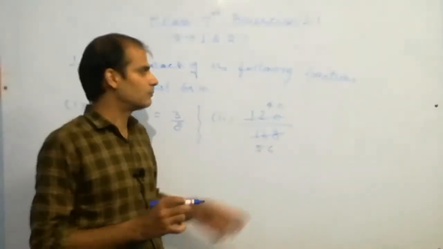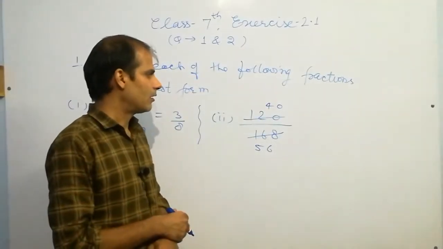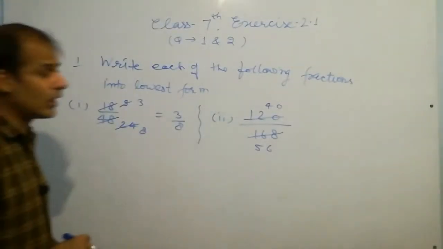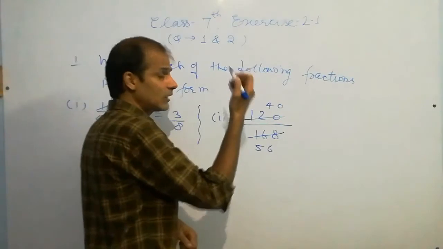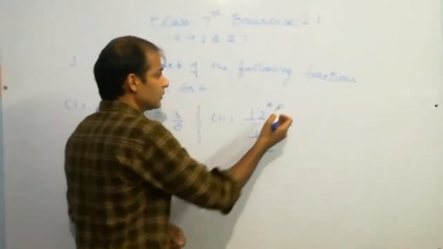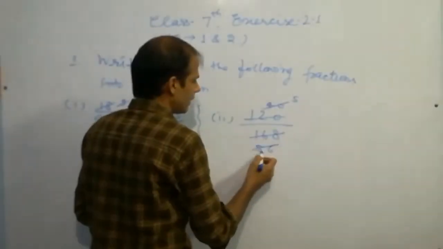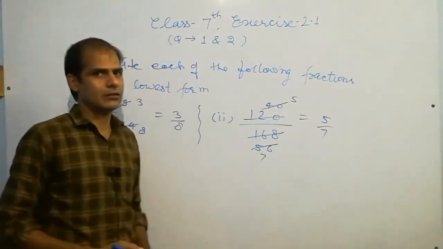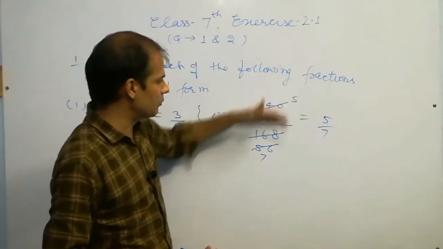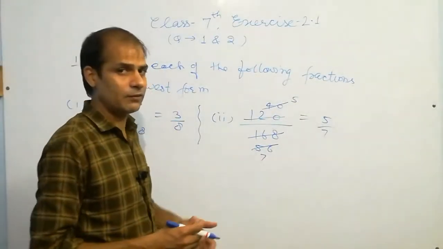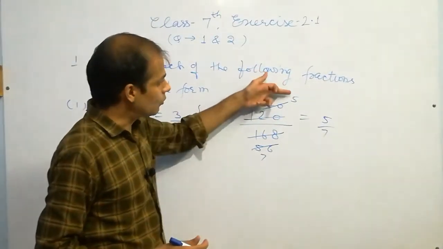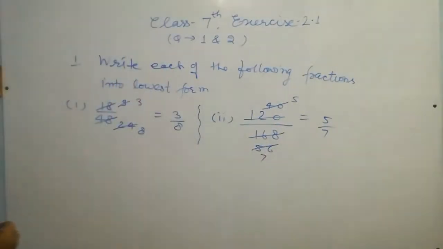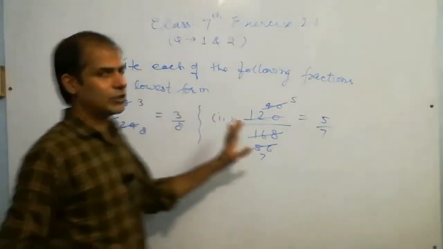Can you imagine that both these are divisible by 4 or 8? Okay, 8 also. So the tables are very important. 8 5s are 40 and 8 7s are 56. The answer will be 5/7. Finally you will write these values which you obtain after division. So numerator and denominator you will write 5/7, and this is the lowest form.